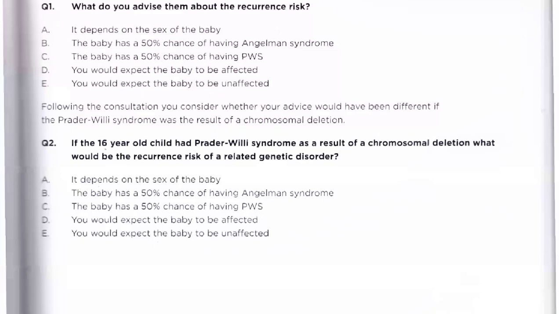Okay, this is the first chapter, chapter number 21. So let us start. Bismillahirrahmanirrahim. This is about genomic imprinting, one type of mutation.